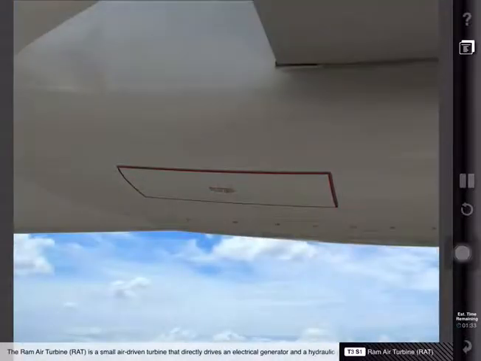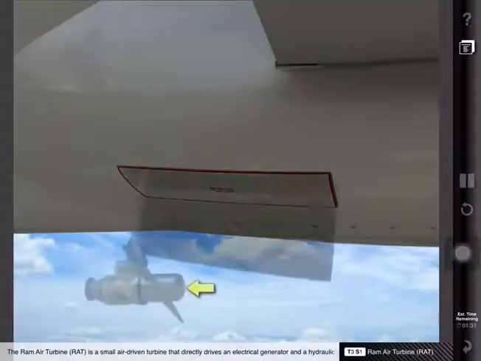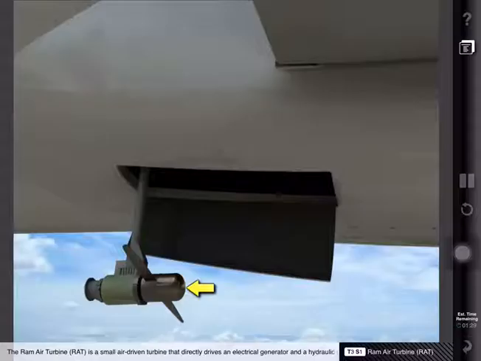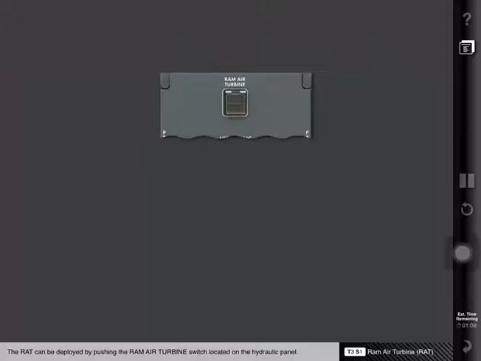The ram air turbine, or RAT, is a small air-driven turbine that directly drives an electrical generator and a hydraulic pump. The RAT is capable of providing electrical and hydraulic power throughout the flight envelope. When deployed, the RAT provides hydraulic power to the primary flight control components connected to the center hydraulic system. The RAT can be deployed by pushing the ram air turbine switch located on the hydraulic panel.